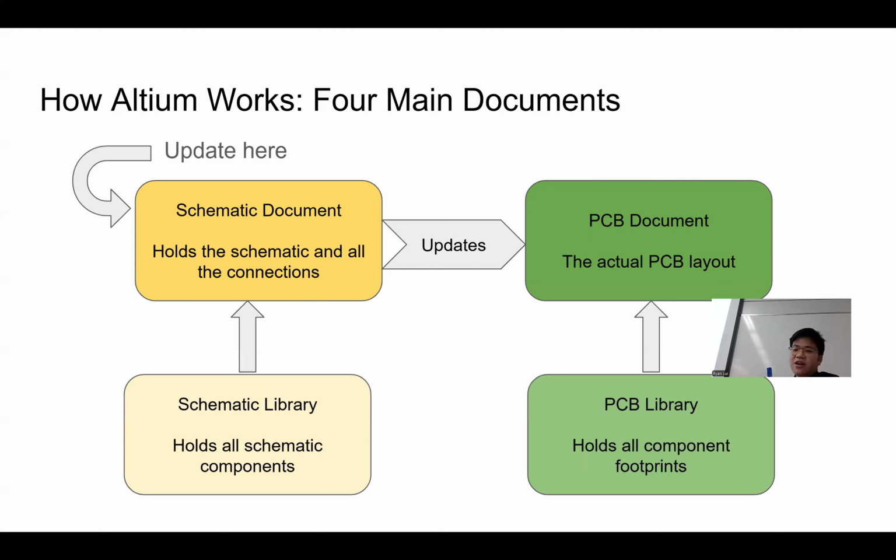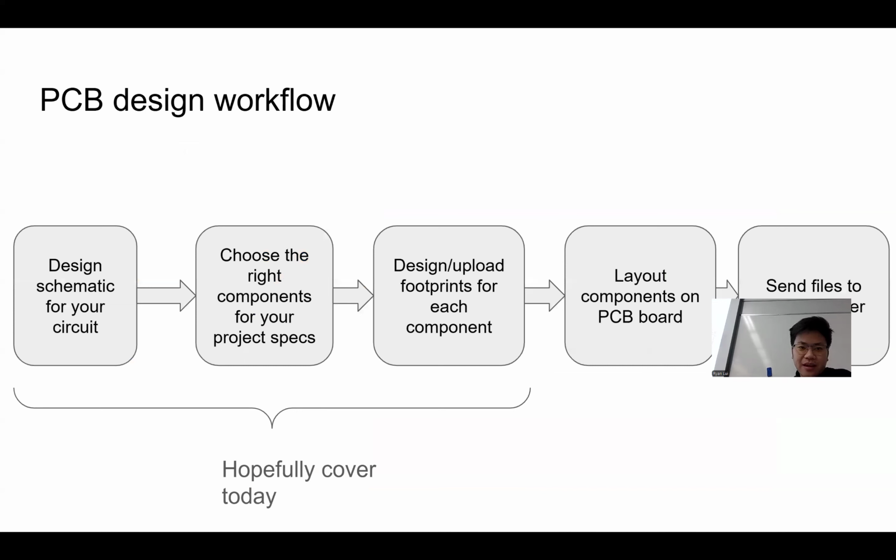If you ever want to make changes to your document, all you have to do is update your schematic document, and then you hit a button to update your PCB document. Altium will automatically figure out what wire is supposed to go where, and it'll help you out. But that's the crux of Altium, and we'll be mainly working with these four documents today.